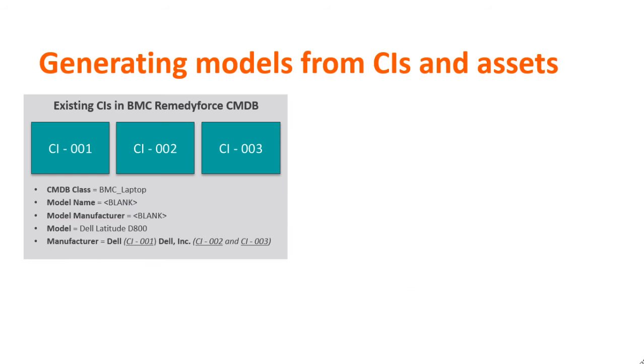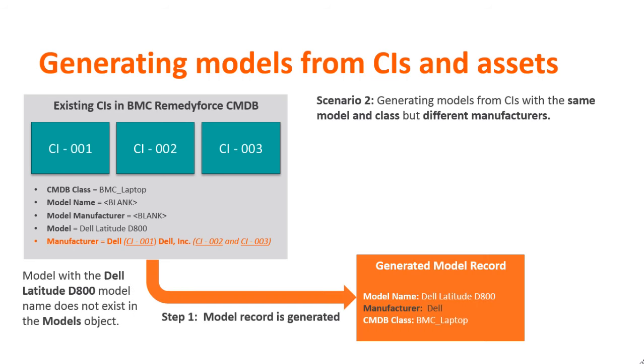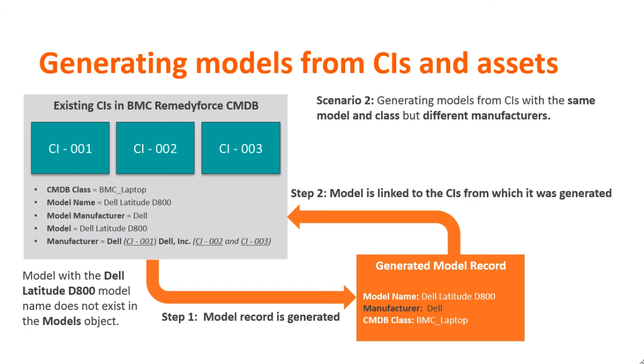Let's look at a scenario in which the model name and class in these 3 CIs is the same, but the manufacturer is different. When the model record is created, any one manufacturer is used in the model. In this case, it is Dell. When this model is applied to the 3 CIs, the model manufacturer attribute in all 3 CIs is populated as Dell.